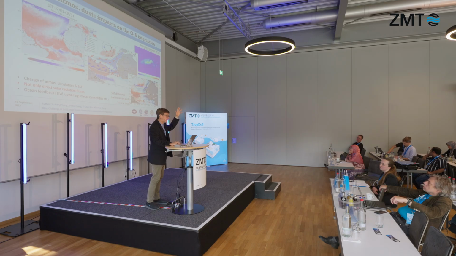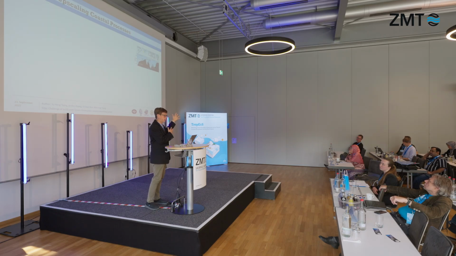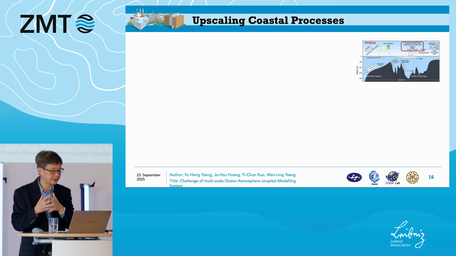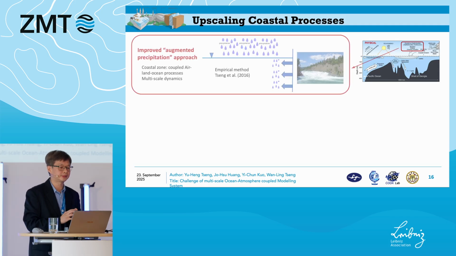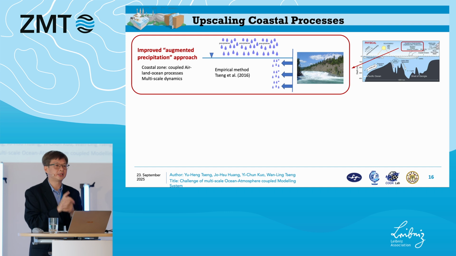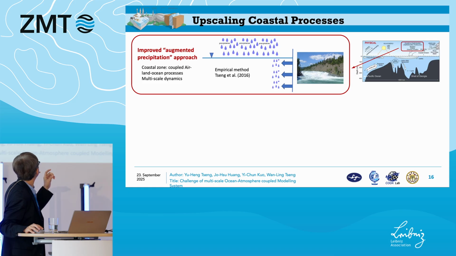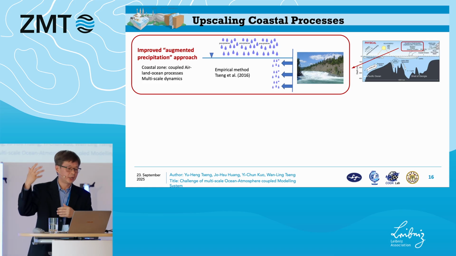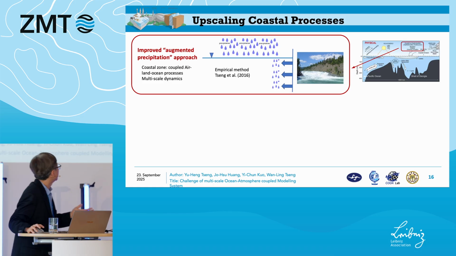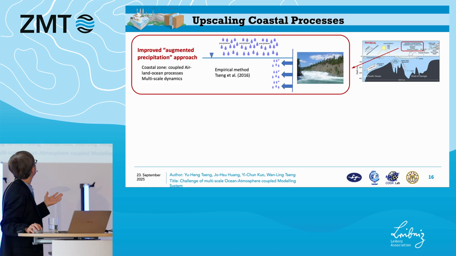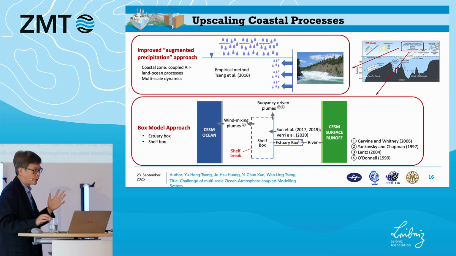Okay, so this is how we are looking at the global climate downscaling to regional processes. But here I will talk a little bit about the upscaling of the coastal process. One key point: in most of the current Earth system models, we use an augmented precipitation approach, so we add more river runoff to the model system. But a simple approach to consider this coastal process is to just change the inflow from the surface to the lateral boundary. That's one improvement. The other approach is more complicated.